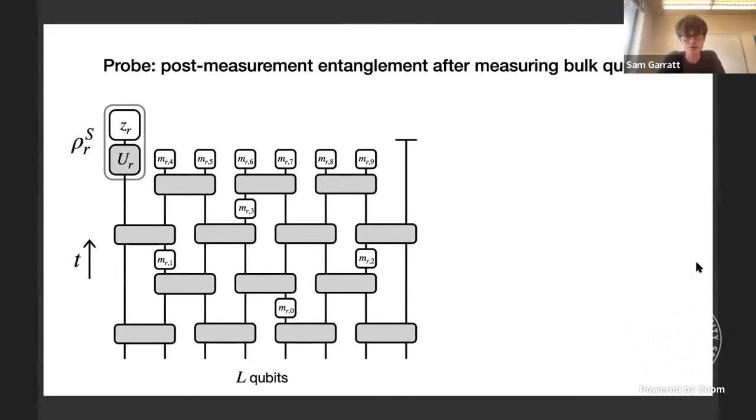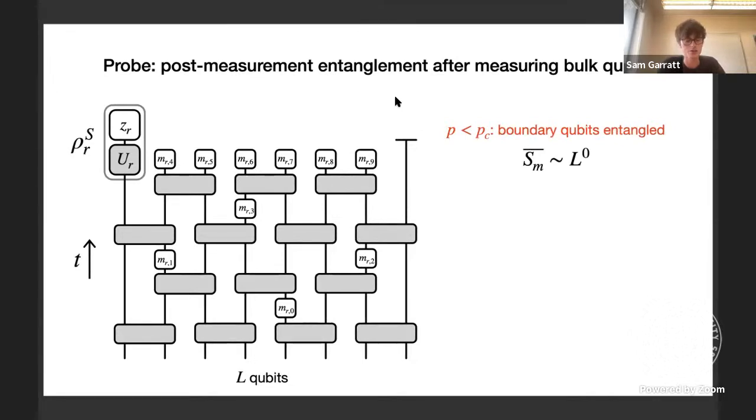The kind of probe we'll consider, as I was hinting before, is this: after evolving the system for some time under unitaries and measurements, let's imagine measuring all but 2 of the final qubits. These are our preparation measurements. After evolving our quantum state and measuring the bulk, we're left with some pure state on the 2 ends of the system. And we want to determine how entangled these 2 qubits are.